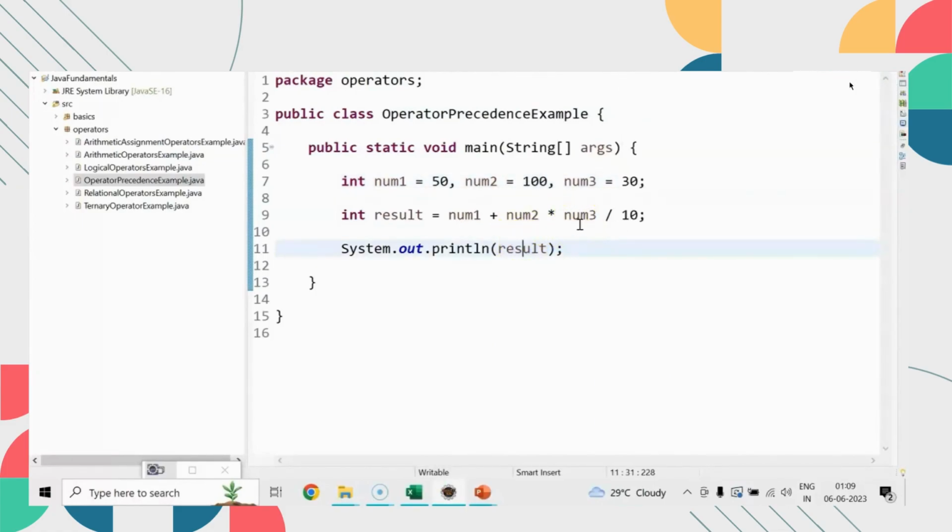That's how you can evaluate your operators in the larger or real-time application if any calculation has to happen with these complex operators.